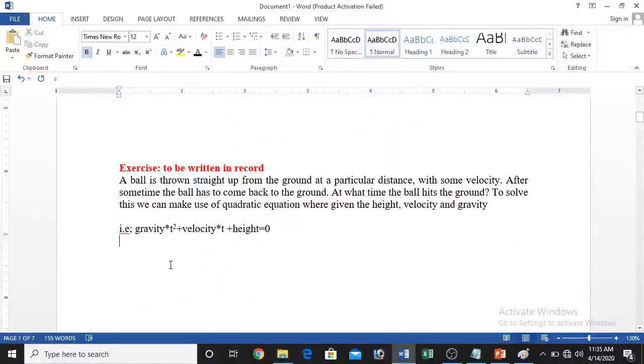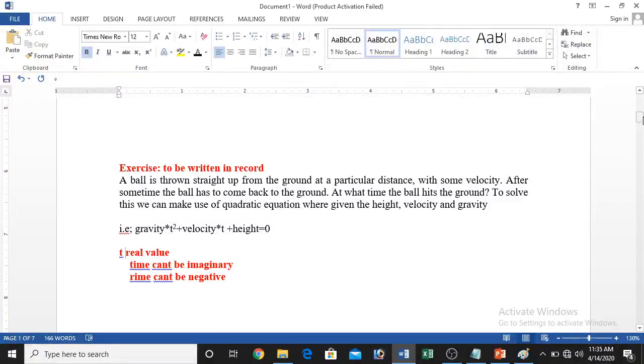Okay, the first thing is time is a real value. It cannot be imaginary. Your time can't be imaginary, and the time can't be negative. Remember this. Time should always be a real value, where that real value cannot be a negative value or an imaginary value.